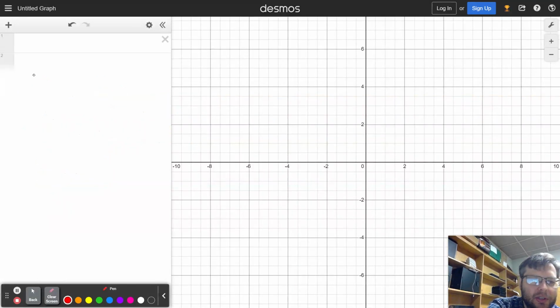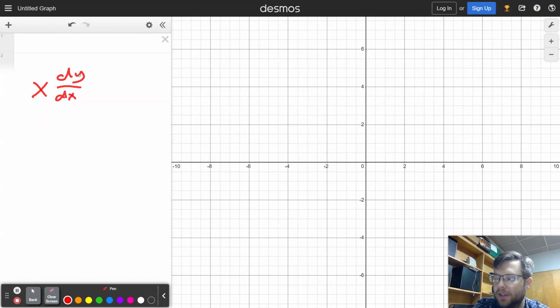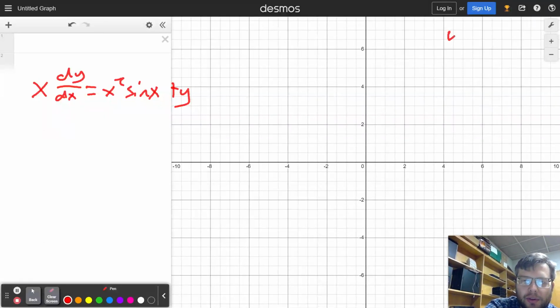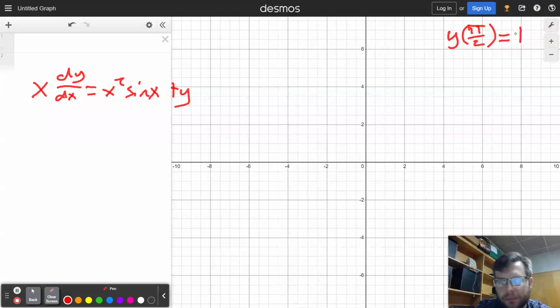So what I'm going to do is just start over. x dy/dx equals x squared sine of x plus y. And we're going to have an initial condition. I'll just write it up over here. We won't need it for a little while. The initial condition is that y of pi over 2 is equal to 1. Use that later. So the trick here is to recognize that you cannot write this in separable form, but you can get kind of close.